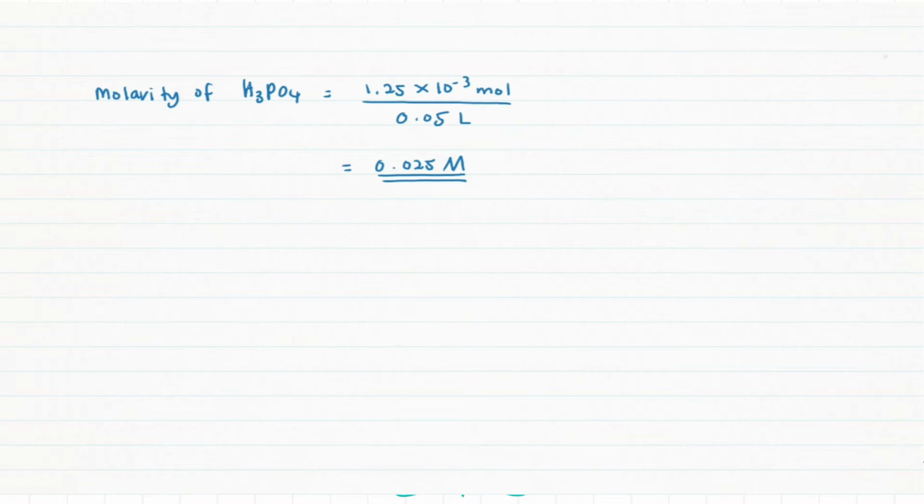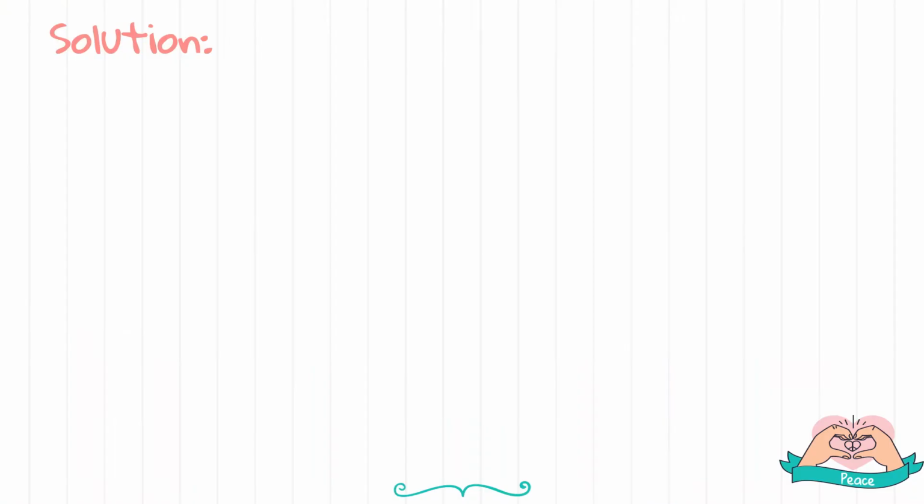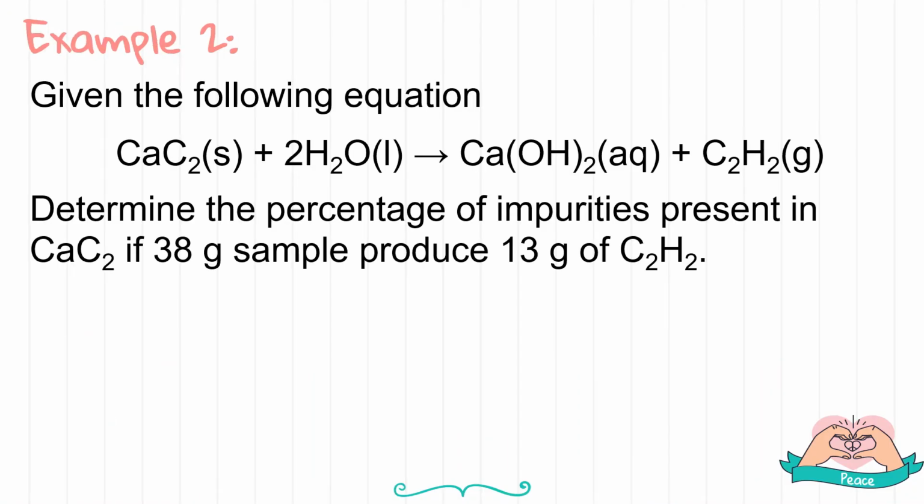Okay, now we look at the second example. Given the following equation, CaC2 plus 2H2O produce Ca(OH)2 plus C2H2. Determine the percentage of impurities present in CaC2 if a 38 gram sample produces 13 gram of C2H2.